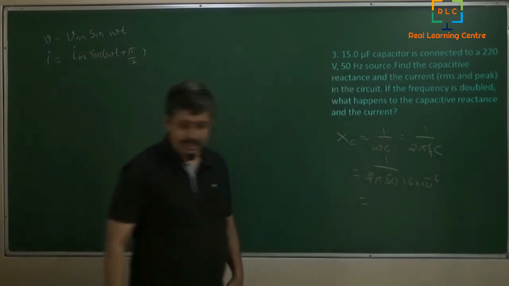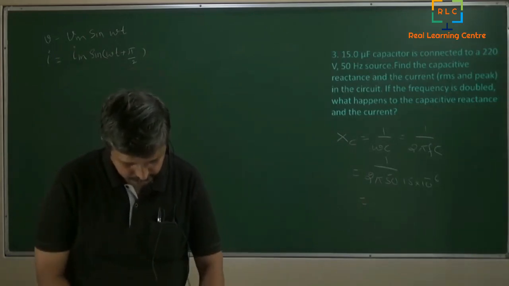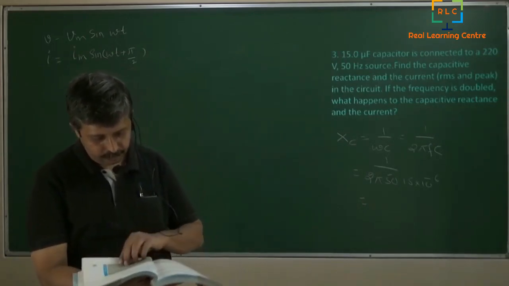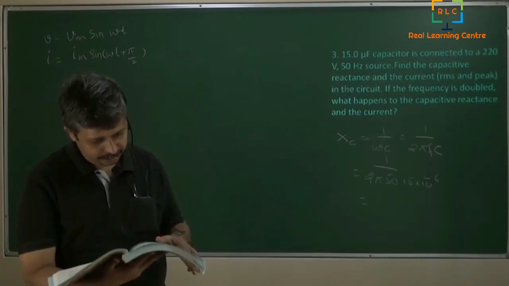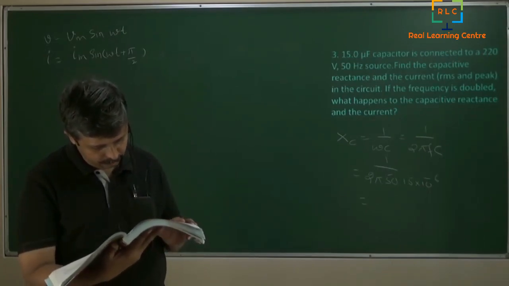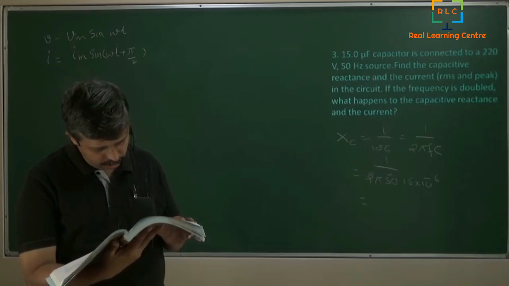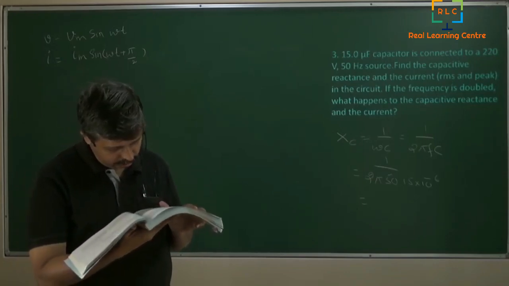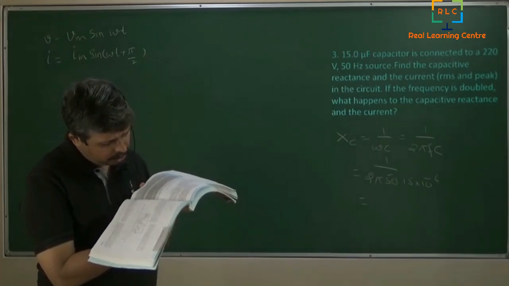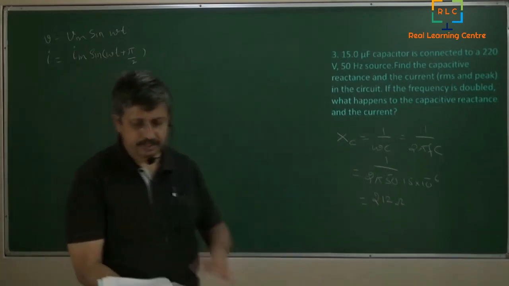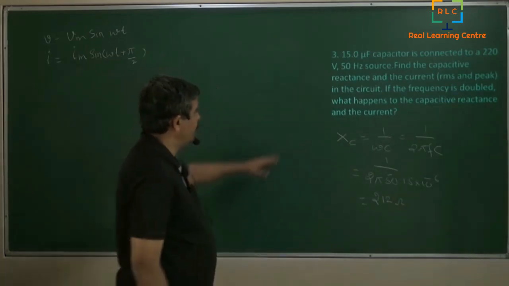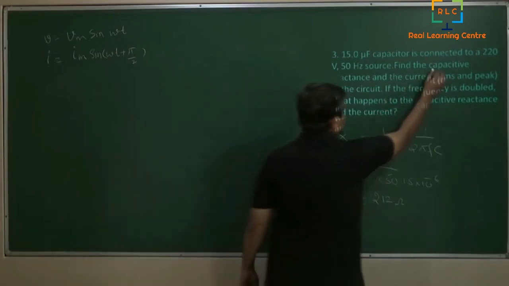If you calculate this using a calculator, you will get 212 ohms. So you can do your calculation. That is basically the point that they have asked. Capacitive reactance, we have figured out.